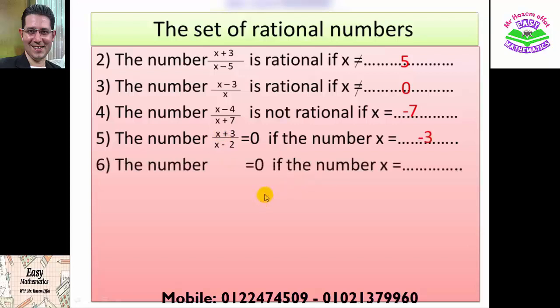Number 6. The same, equals 0, so we must look to the numerator. So it will be equal 0. I mean here we must put x equal 0, because here 3x means 3 times x.